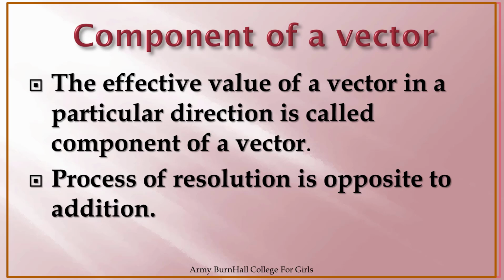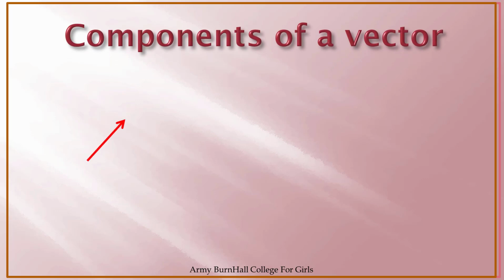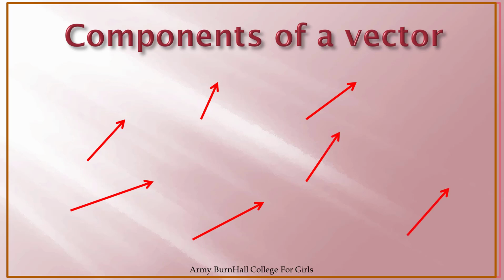In addition, we are adding two or more vectors to get one resultant vector, and in resolution we are resolving one vector into its components, into two or more vectors. So basically the process of resolution is opposite to addition. Okay, so if you are talking about different vectors, let's say we have all these vectors and we want to check how many components of a vector are there. We are not applying any condition, we are just talking about the components of this particular vector.